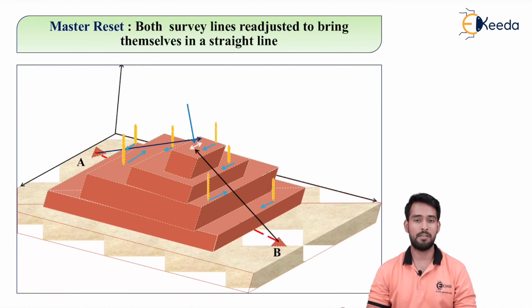This is the same method we can use on steps also. So the indirect method is used for sloping grounds, hilly portions, or stepped ground where the two main stations are not visible to each other directly.